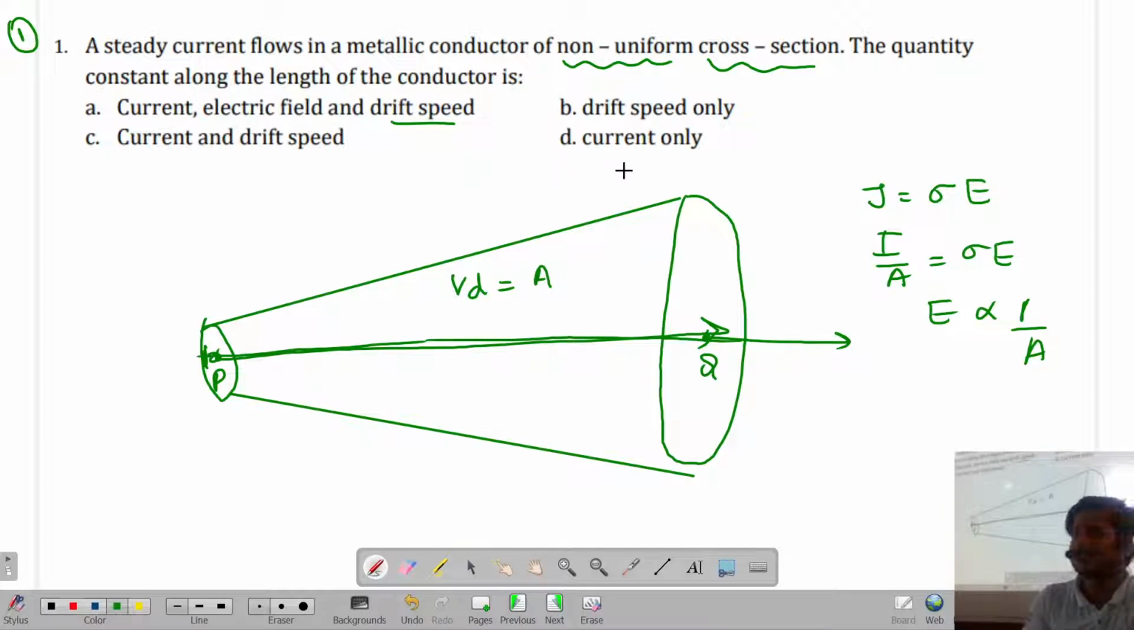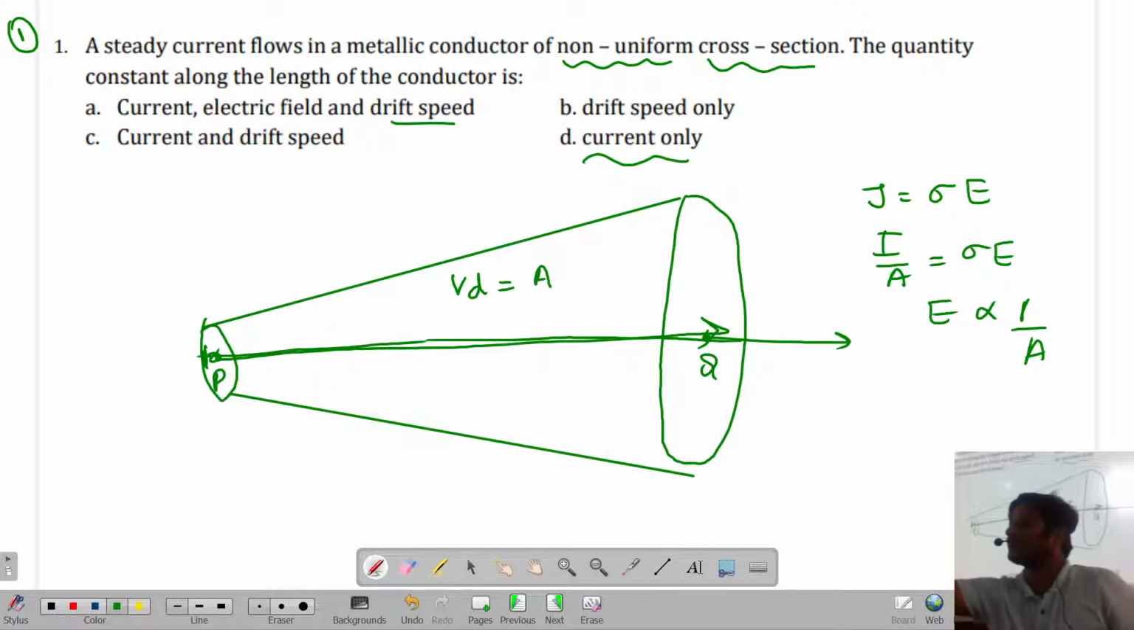So what remains constant? Current remains constant. Do you come over here with your chair? Come, come. Bring your chair over here.